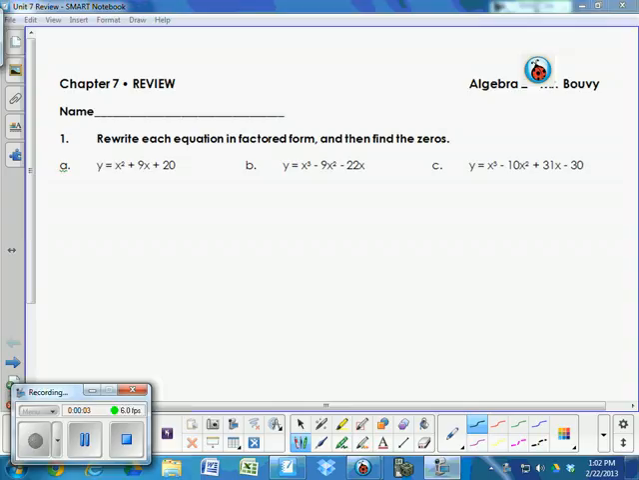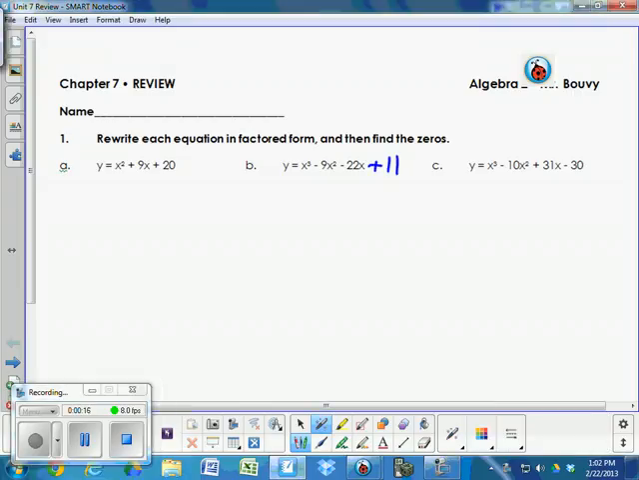1b on the review, and the one thing you had to notice about 1b is that there was no plain old constant at the end. There's no number out here at the end like plus 11. If there was, you'd have to try to use that rational root theorem or take a look at the graph to see where the zeros might be.